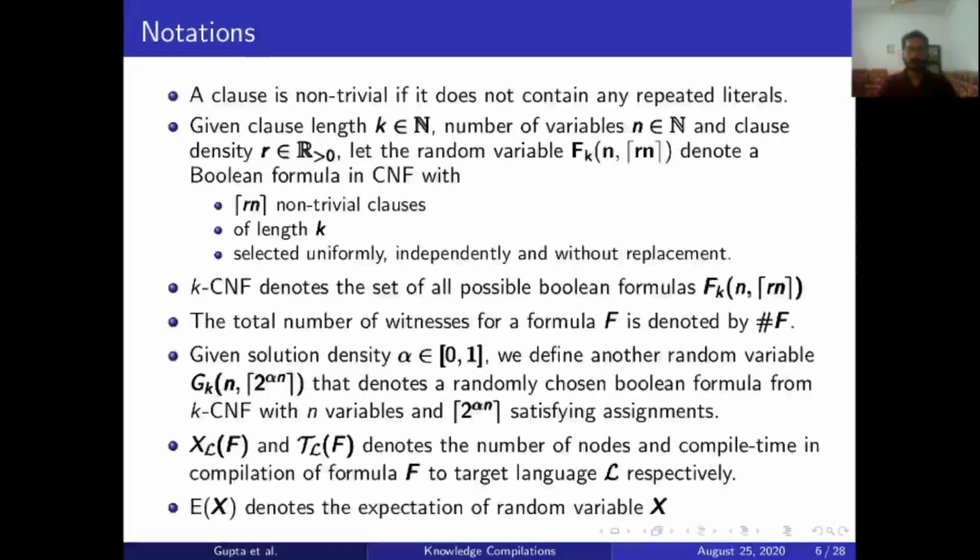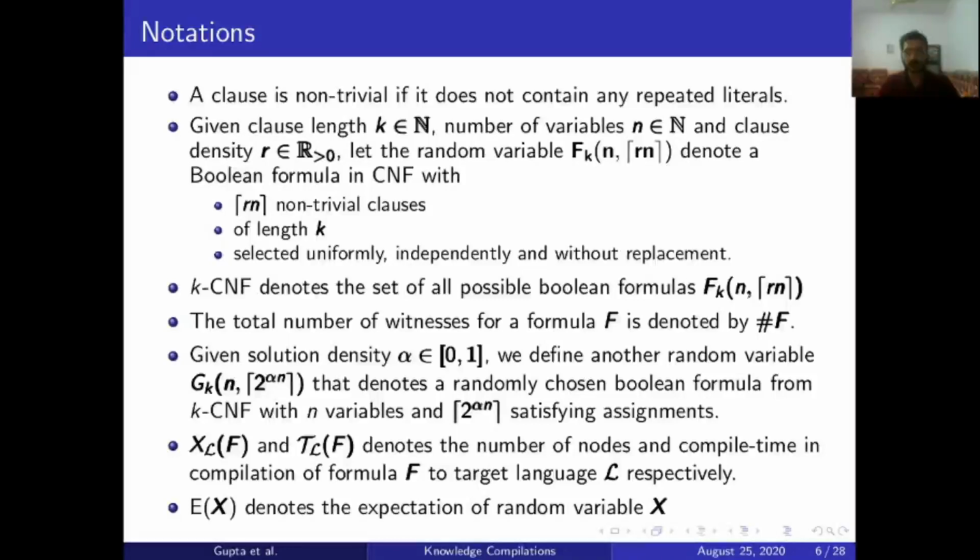Now, let's look at this in a little more detail. Here are the notations. A clause is non-trivial if it does not contain any repeated literals. Given clause length k, number of variables n, and clause density r, we have the random variable F_k,rn, which denotes a Boolean formula in CNF with rn non-trivial clauses of length k, which are selected uniformly, independently, and without replacement. Now, kCNF here denotes the set of all possible Boolean formulas F_k,rn, and the total number of witnesses for formula F is denoted by #F.